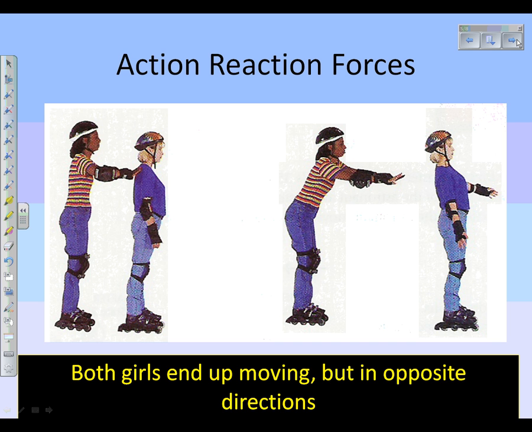So does this still apply, say, if you have a smaller person and a bigger person? Like, they run at each other, the bigger person doesn't move, but the little person falls over? Yes. If they're the same.